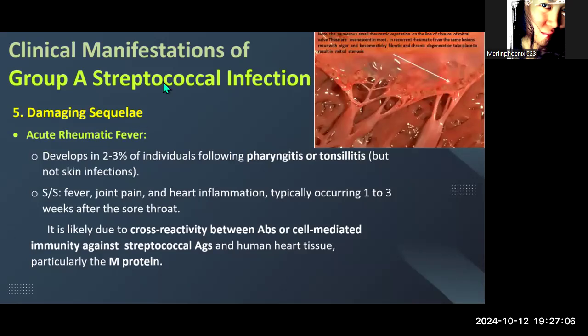One damaging sequela of GAS infection is acute rheumatic fever, or ARF. It happens in 2 to 3% of individuals after pharyngitis or tonsillitis, but not in skin infections. Symptoms include fever, joint pain, and heart inflammation, usually appearing 1 to 3 weeks after a sore throat. This is likely caused by cross-reactivity between antibodies or cell-mediated immunity against streptococcal antigens and the human heart tissue, particularly the M protein.